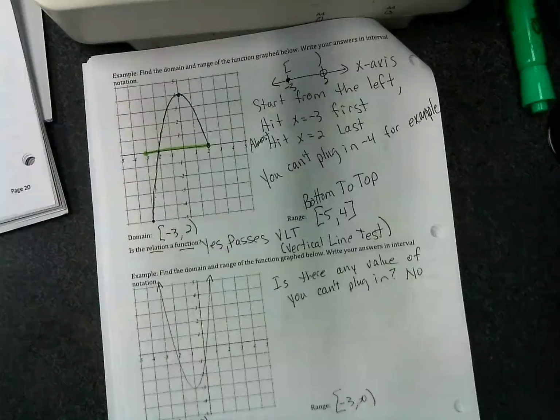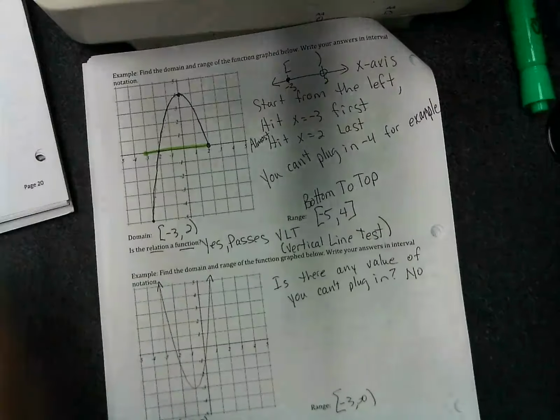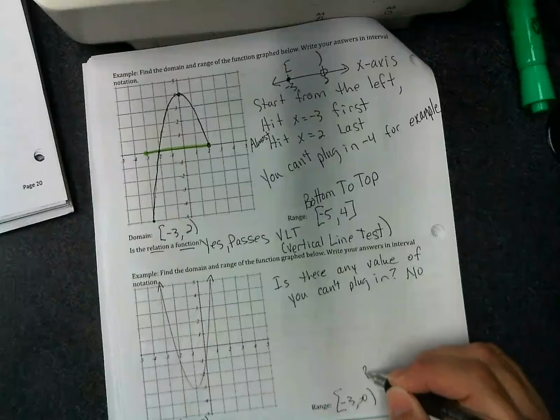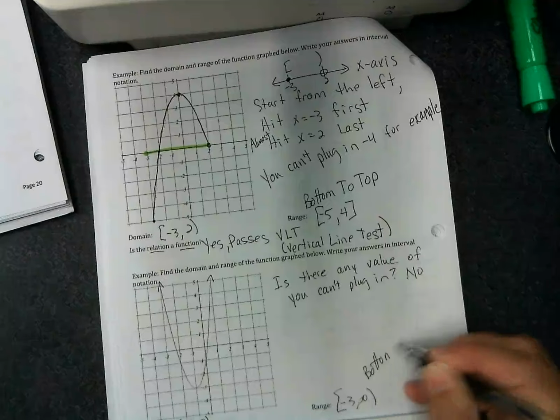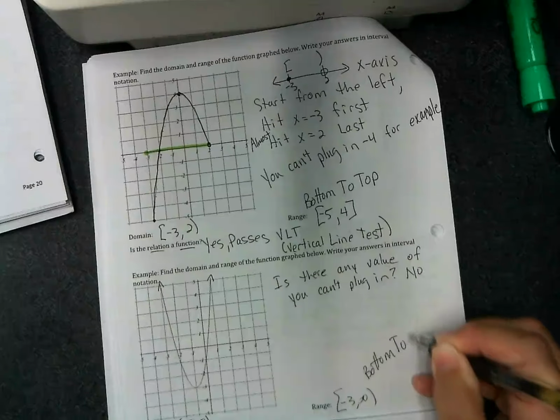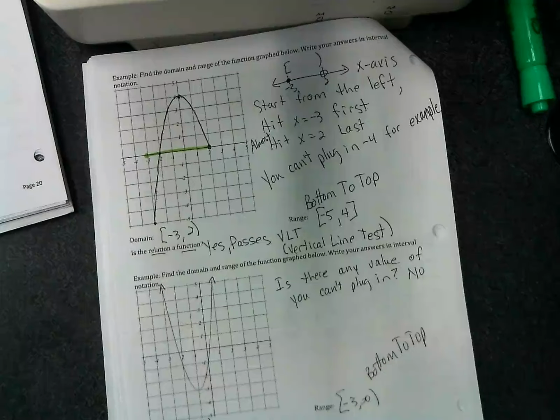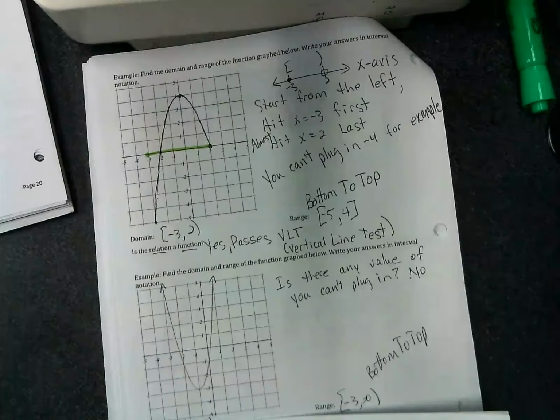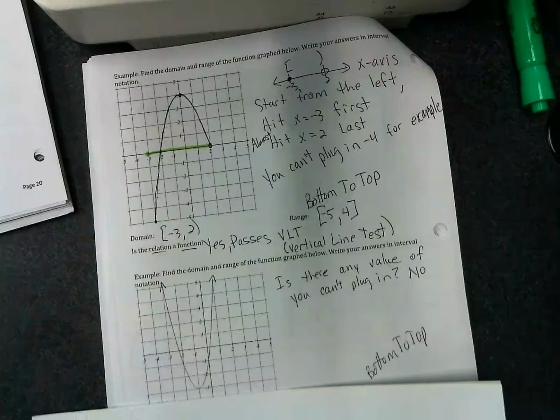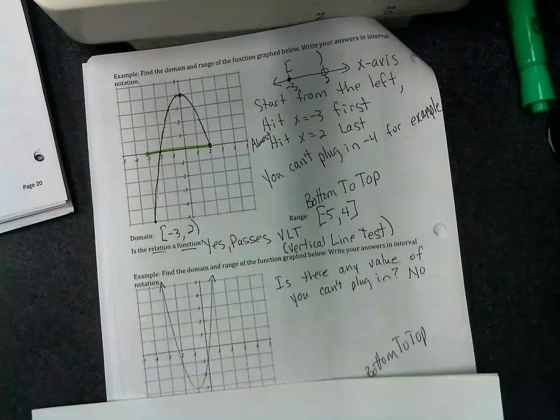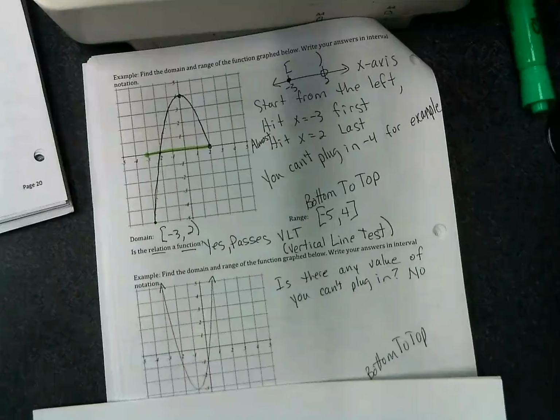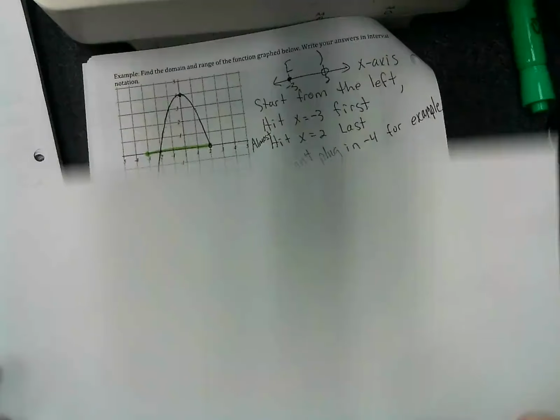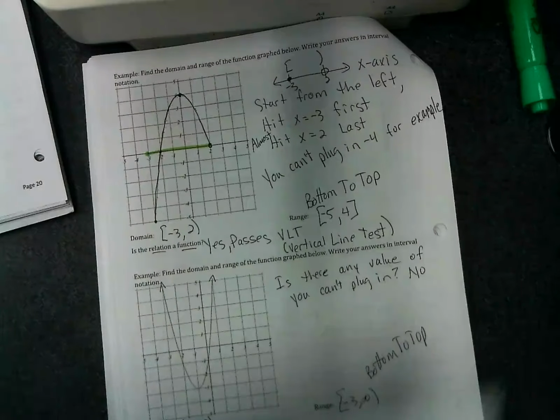All right, so when we do range, you just take your paper and you start at the bottom. You go bottom to top. So you start at the bottom. The first y value, we're focusing on the y values now, the first y value you hit is -3. The last y value you hit is going to be infinity. You just keep going and going and going.